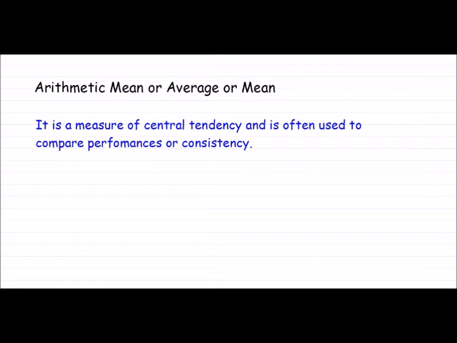This tells us about how good or better a batsman or bowler is. Now, let us see how we find this arithmetic mean mathematically. Let us take an example.